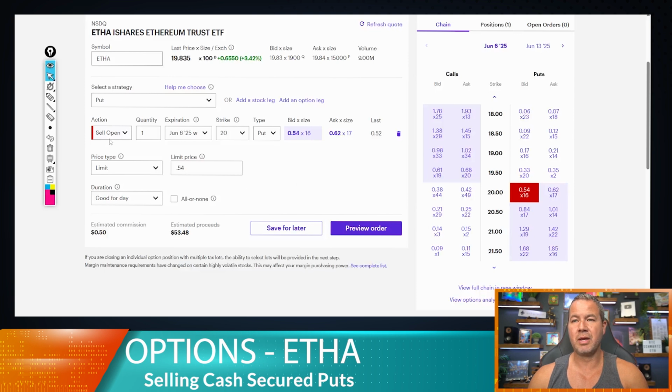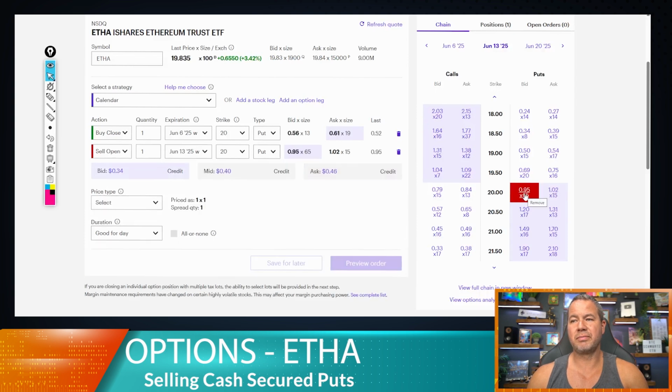Since we sold to open, the starting leg of a roll is going to do the exact opposite. We're going to buy it back. So we're going to buy to close. That's the first side of the roll. Now, this is going to cost us 61 cents. And we're going to roll to the next week. So I'm going to click the June 13th, look at the same strike, and sell to open that one. So that's exactly what a roll looks like.